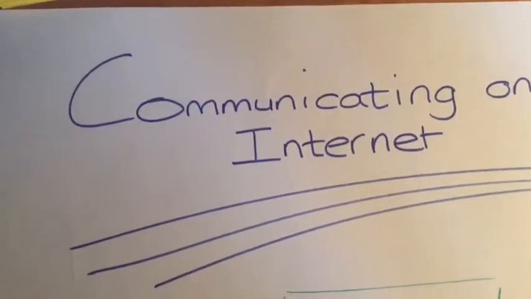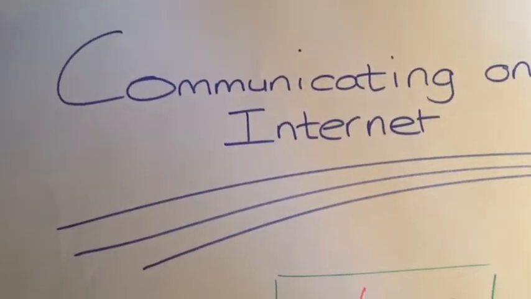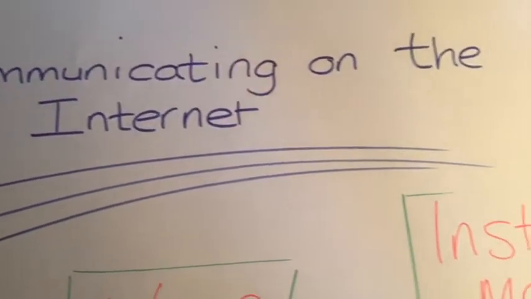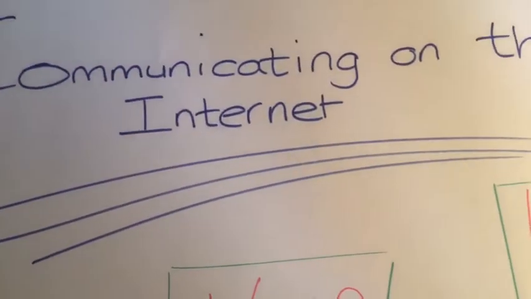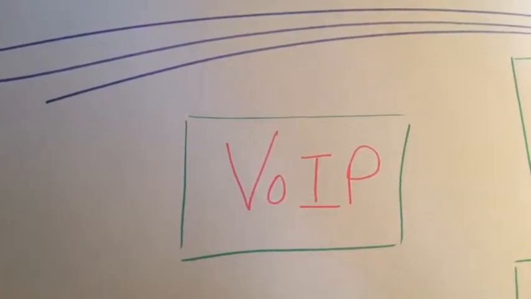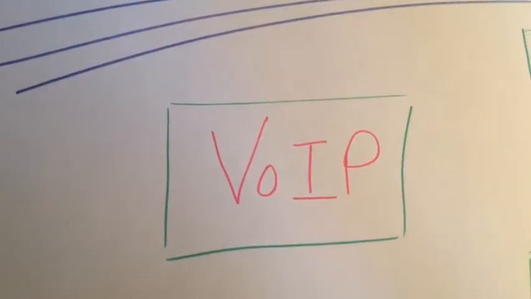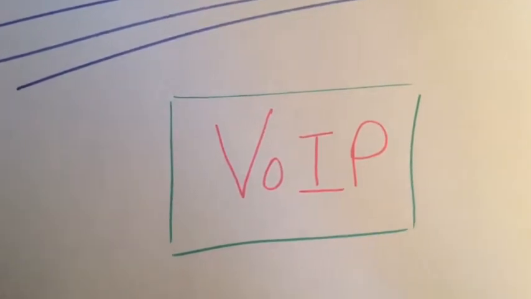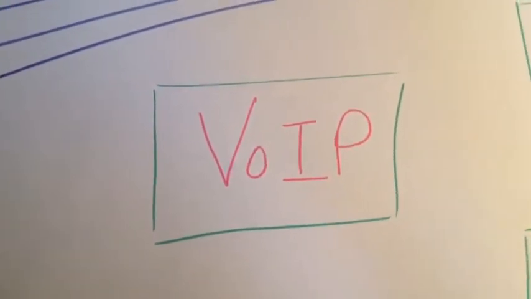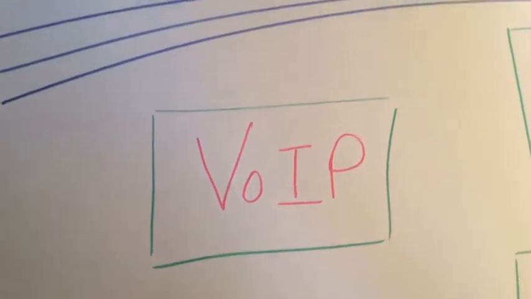Okay, so now you've considered your internet service provider, you've decided who you're going to go with, you're now looking at how you can communicate on the internet. So the first way is through VoIP, or Voice over Internet Protocol. You need a fast internet connection to do this. An example of Voice over Internet Protocol is using Skype.